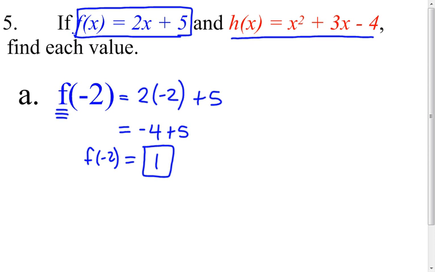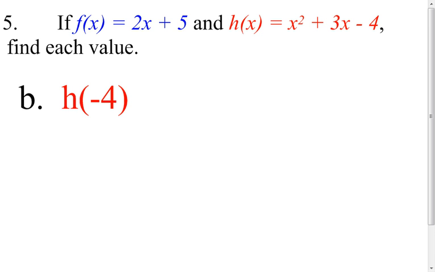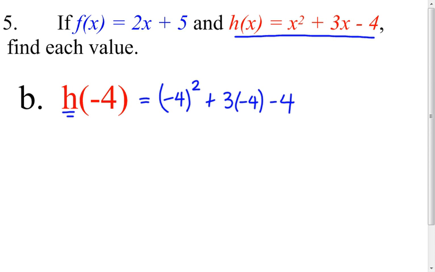All that means is when I plug negative 2 into f's equation, I get 1 as a result. Okay, next one, h of negative 4. So again, because this is an h, I'm going to plug it into h's equation, which is this one right here. So I'm going to plug negative 4 in. When I do that, I have negative 4 squared plus 3 times negative 4 minus 4.